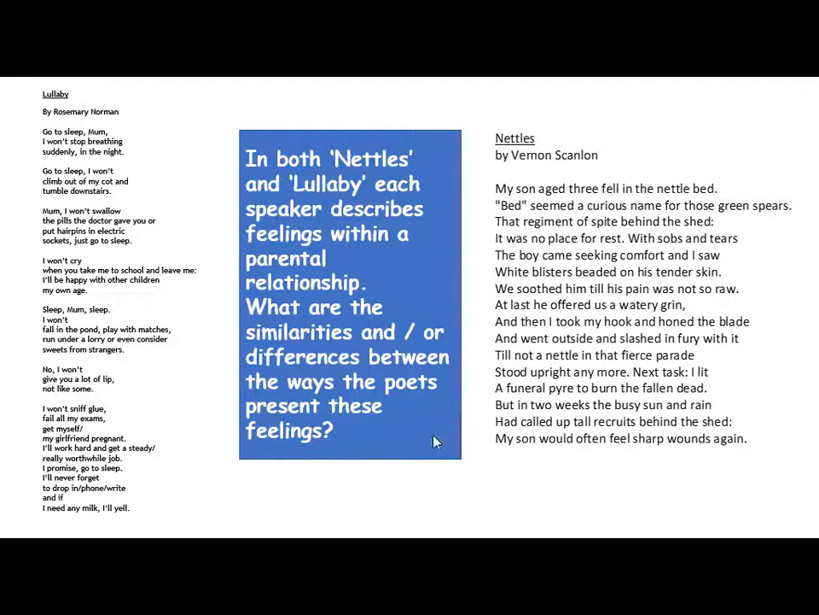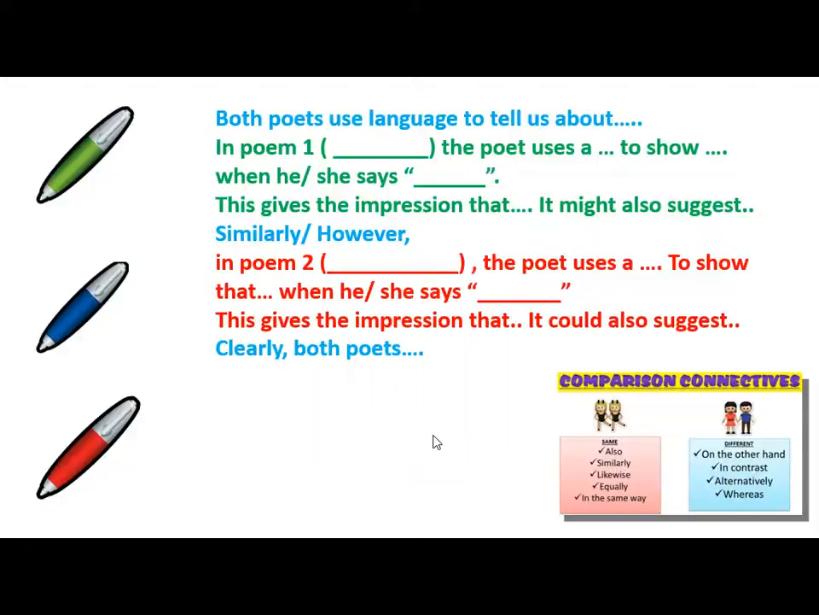This is your comparison. So, for example, Lullaby is a poem you've never seen before, and Nettles is a poem you've never seen before. Each speaker describes feelings within a parental relationship, and you need to figure out what are the similarities and or the differences between the ways the poets present these feelings. So if I were you, I would read through both of them, highlight any attitudes towards parental relationships, and then just do what we do in all the other questions, like paper 2, question 2 and question 4. Draw a table of the similarities and differences and start your response.